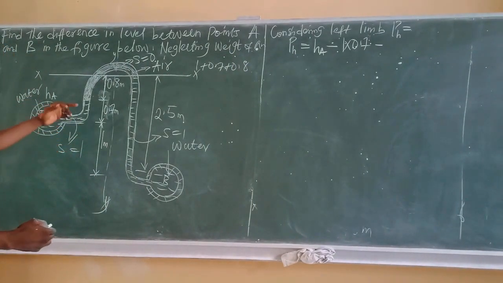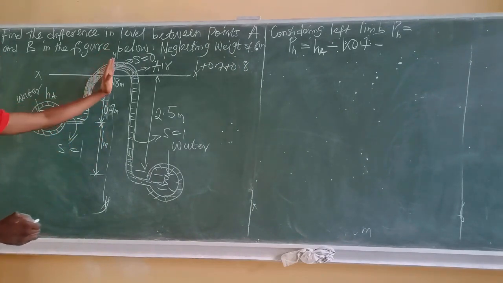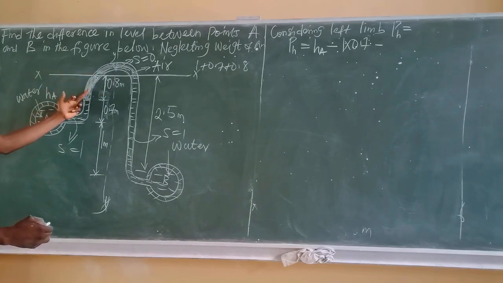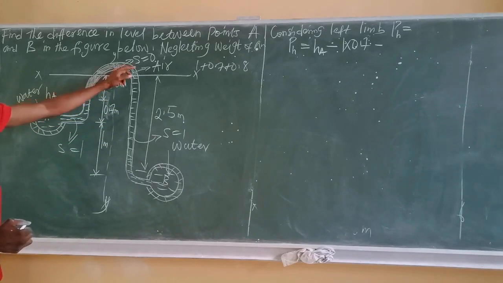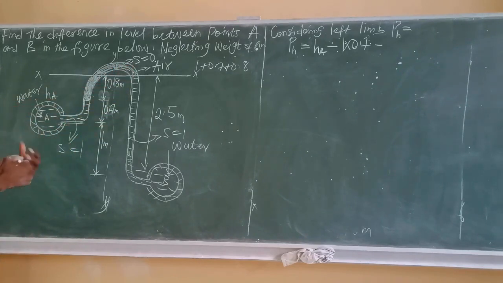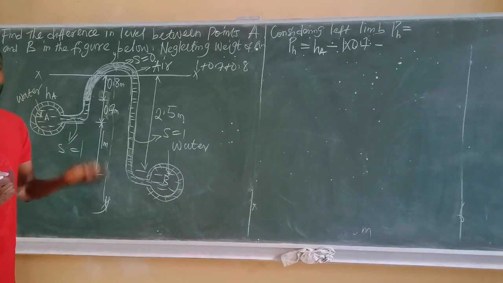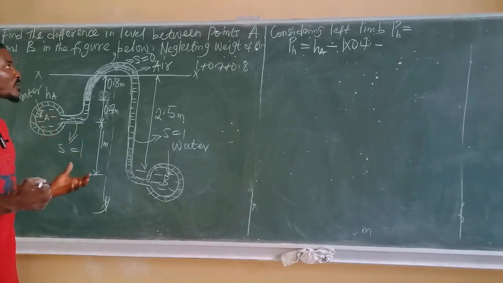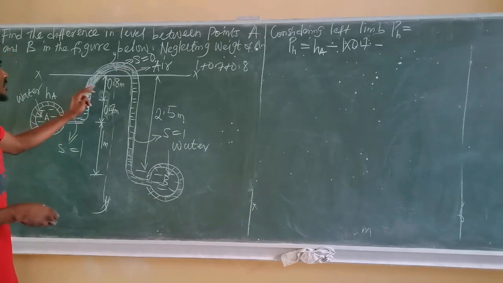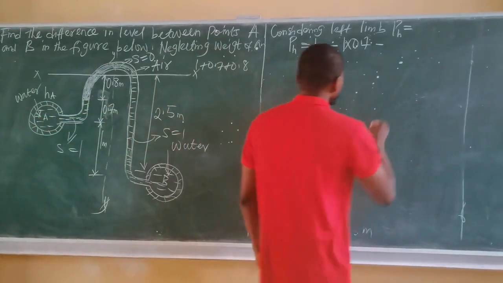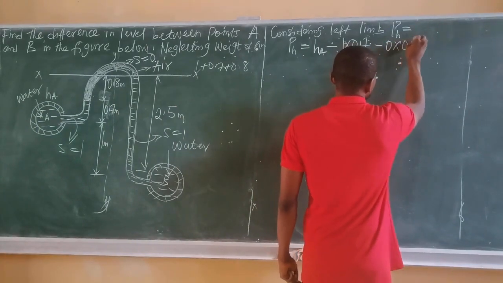Now for the air, we also have air on the left limb. The height of air on this limb is 0.8, but not forgetting the condition says neglecting the weight of air. Since you're neglecting the weight of air, it means automatically the specific gravity of air becomes zero, because specific gravity measures the weight of a substance relative to the weight of pure water. Its height in this left limb is 0.8. Therefore, it becomes minus 0 times 0.8.